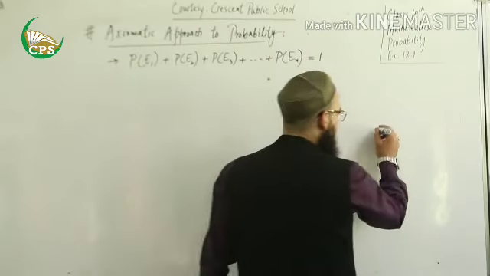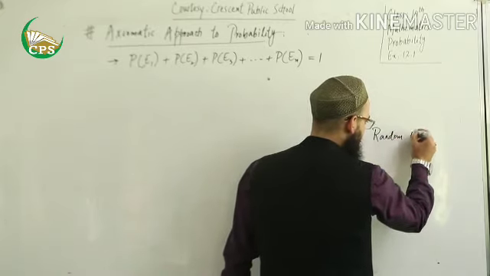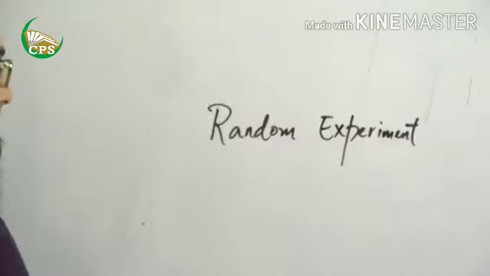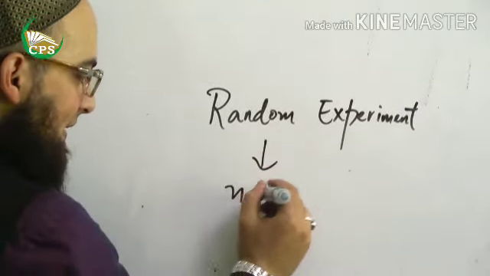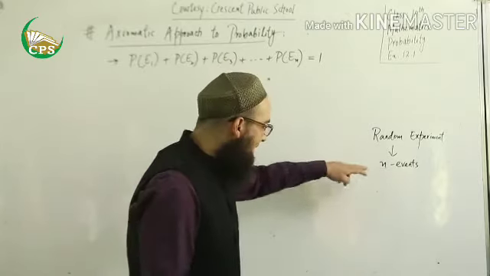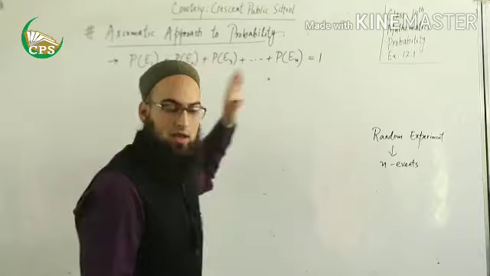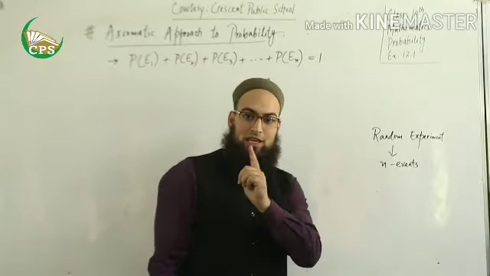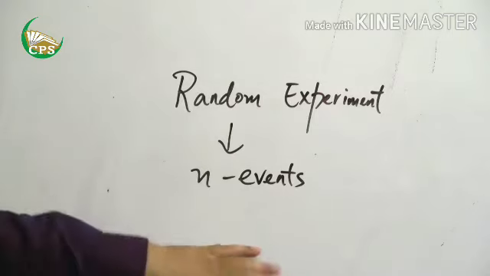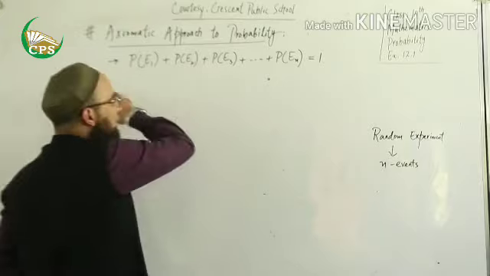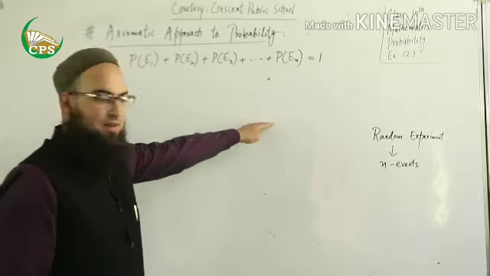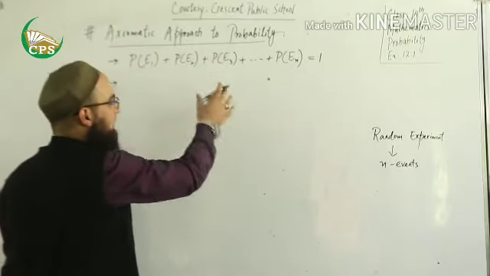What do I mean? If you have some random experiment, and for this random experiment you have n events, and all these events are elementary events, meaning, as we studied in the terminology, each has only one favorable outcome, then if you add the probability of all these elementary events, you will end up with 1.